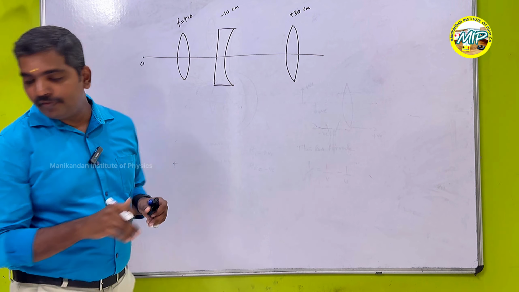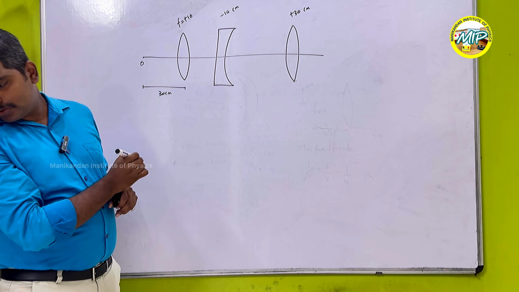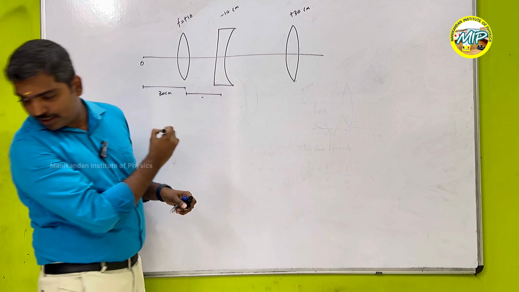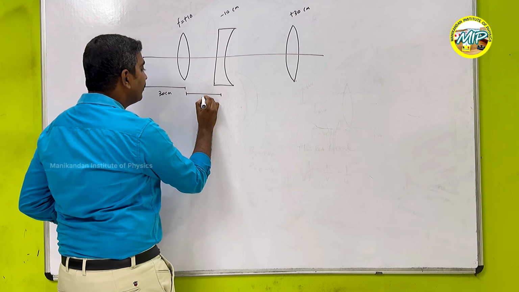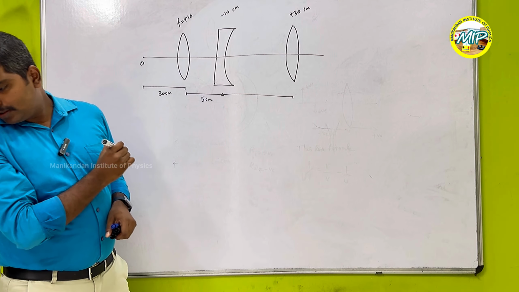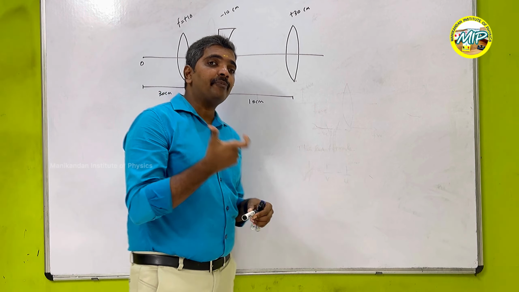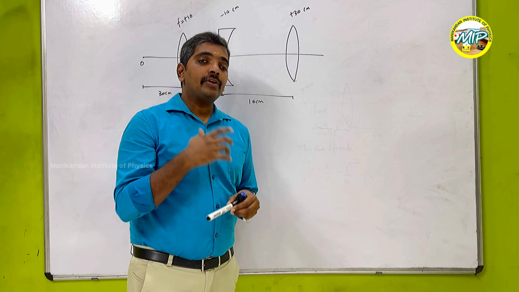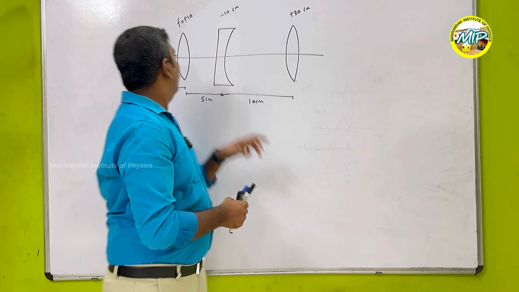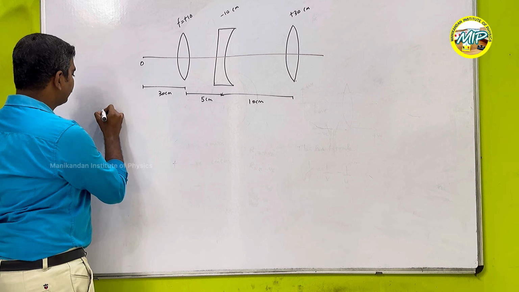Here the distance between the object and this first lens is going to be 30 centimeter. The distance from this point to this point is given as 5 centimeter. The distance from here to here is given as 10 centimeter. So here we have some finite distance between lenses, so we have to solve the problem separately. First I am going to solve for this convex lens, lens 1.